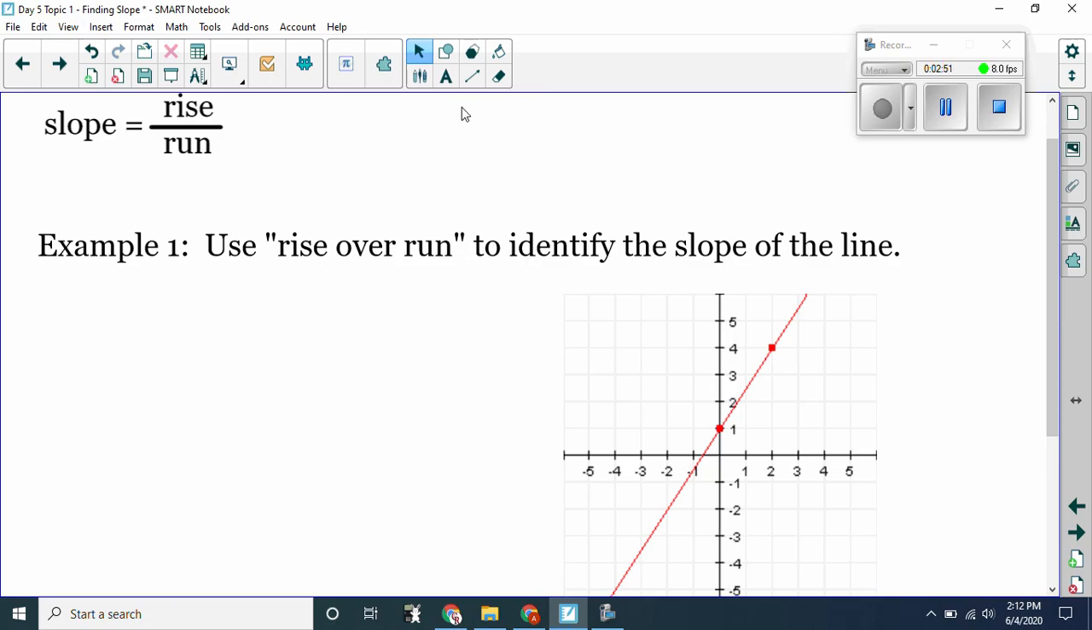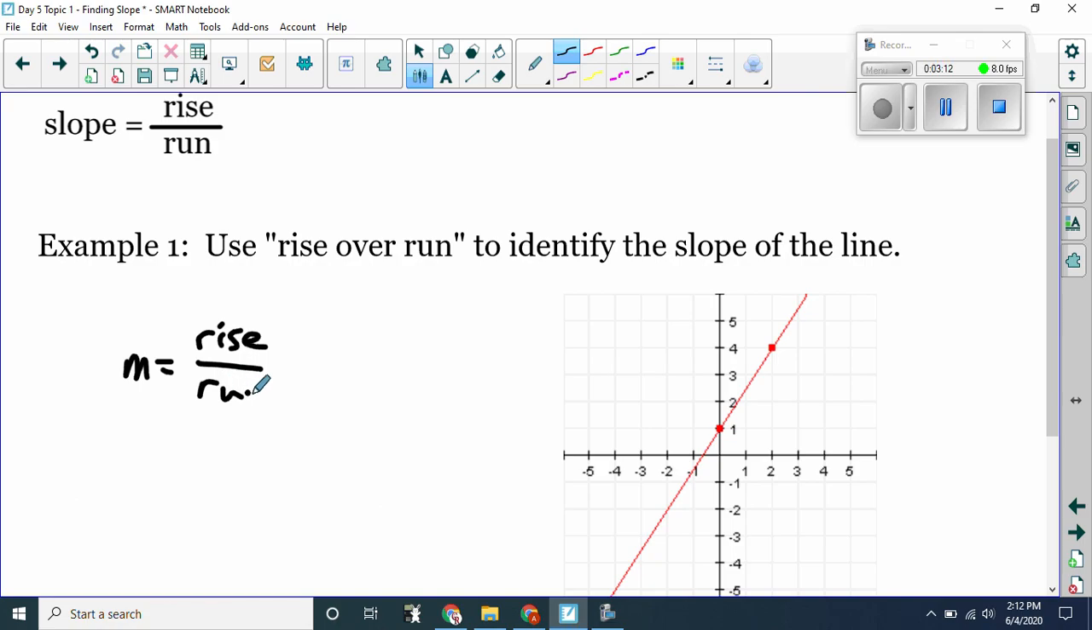When we're finding slope, we use the letter M to represent slope. Why, I'm not exactly sure, but we do use M to represent slope. So when we're finding the slope here, we're going to say slope, M, is equal to rise over run. And notice things that rise, they're going up or down. So we're going to start with one point. Usually we're going to start with a point that's further to the left.